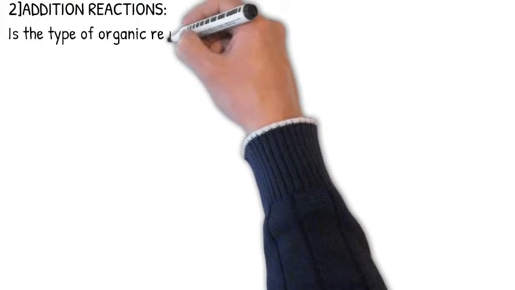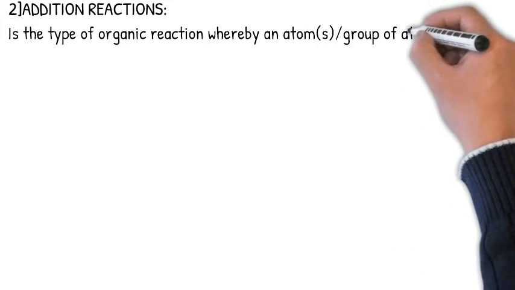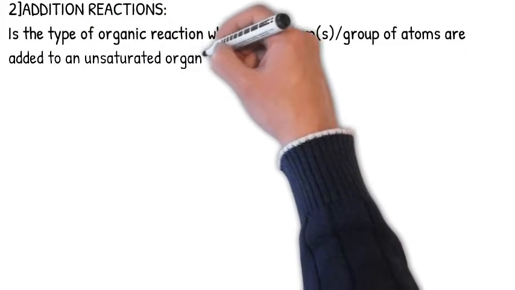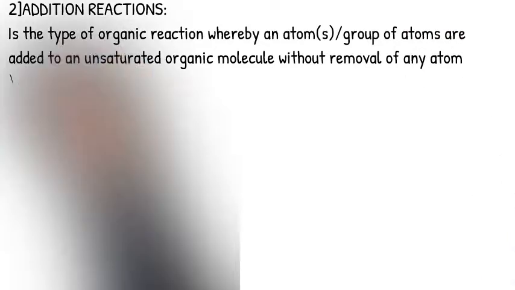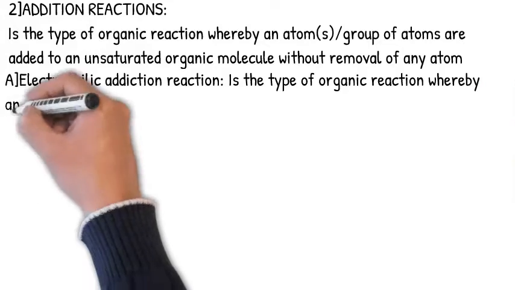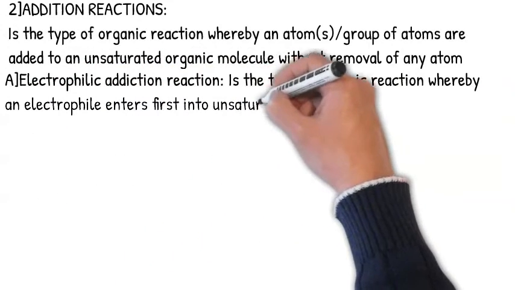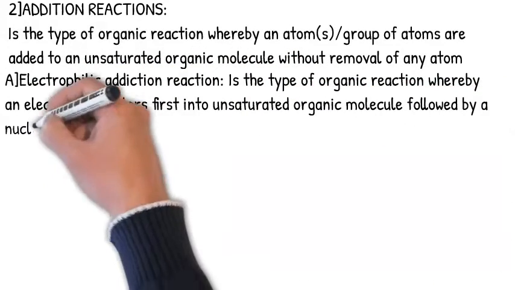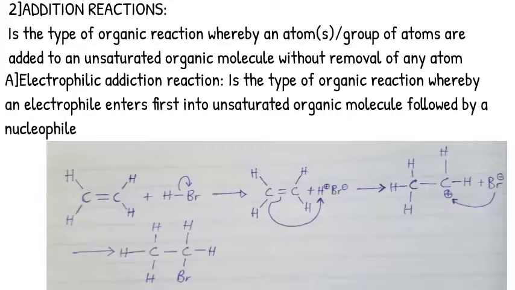Number 2. Addition reaction is a type of organic reaction whereby an atom or group of atoms is added to an unsaturated organic molecule without removal of any atom. Electrophilic addition reaction is a type of organic reaction whereby an electrophile enters into an unsaturated organic molecule followed by a nucleophile. See this reaction between alkene and hydrogen bromide, whereby hydrogen ion enters into the double bond followed by bromide ion to form a haloalkane.